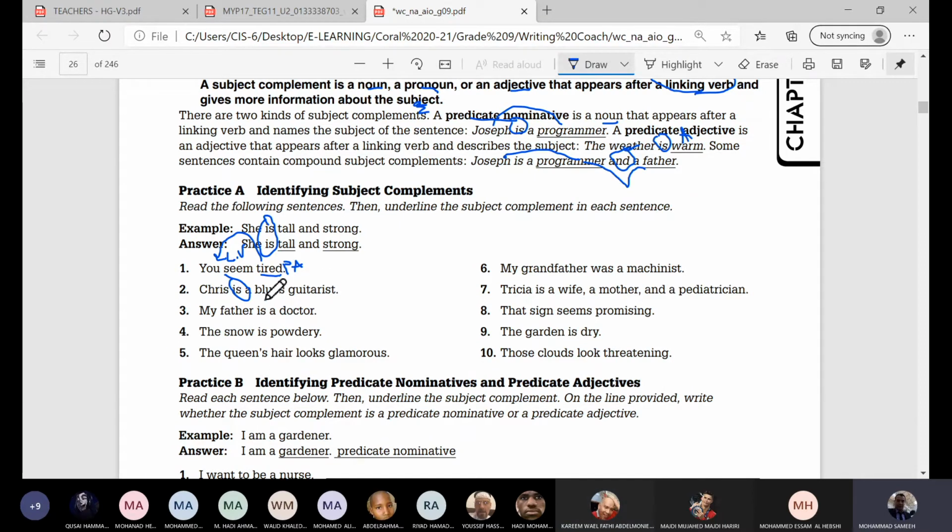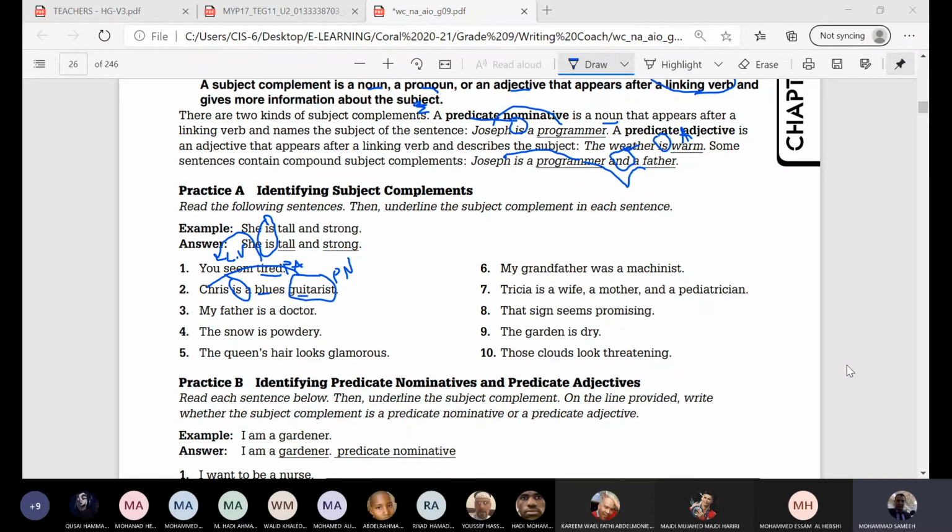Blues here is an adjective, Kareem. But is it the adjective describing Chris? No, it's an adjective describing guitarist. So the adjective that I must pick must also describe the subject, not another word. That's why I told you this when I was picking the object complement. When I have an adjective and noun, I take the noun. When I have an adjective like blues, a noun like guitarist, I take guitarist as a predicate nominative, PN, describing Chris, the subject. Okay.